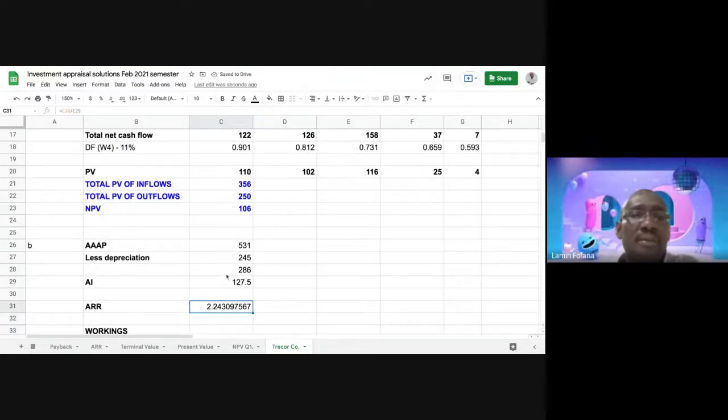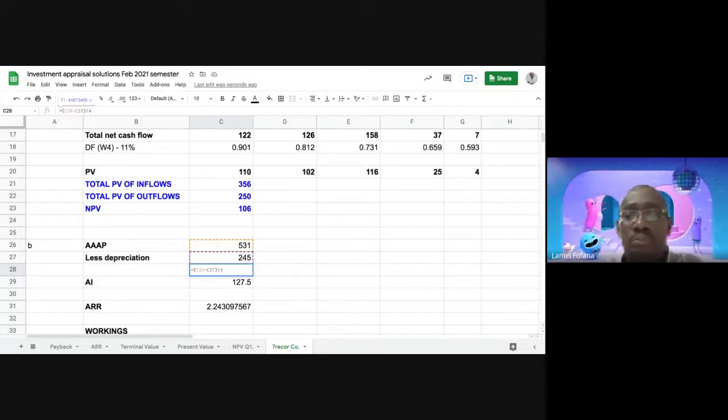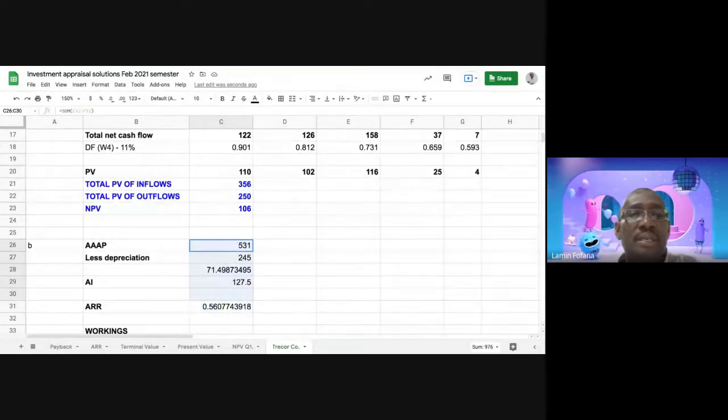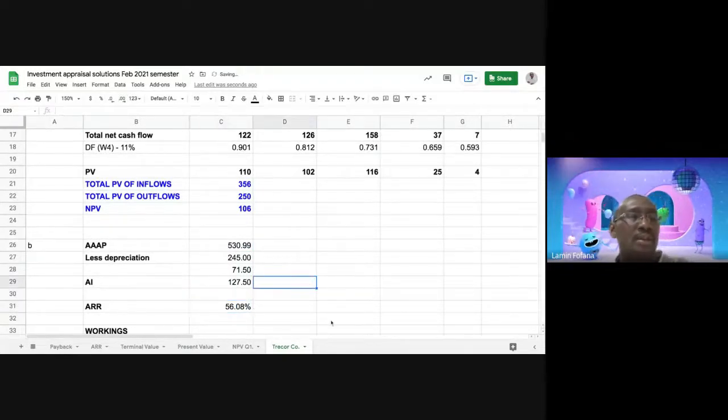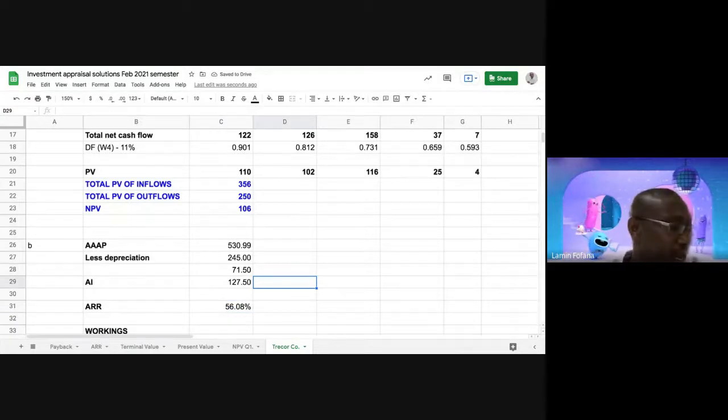Sorry. Is that correct? This is not our average. We should have averaged this, yeah? So this divided by 4. Okay, correct. So this will be our average. So I'm going to express all this in 2DP. Okay, so this one will be a percentage. So that's 56%. Our ARR is 56%.